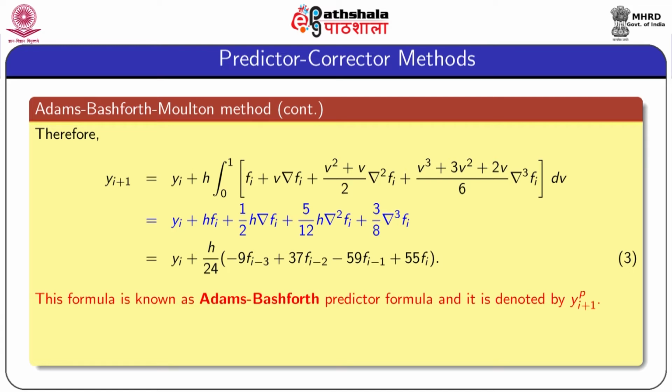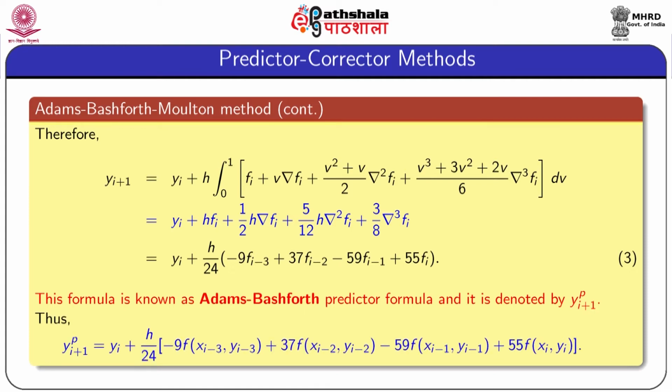This formula is known as the Adams-Bashforth predictor formula, and the value of y_{i+1} is denoted by y_{i+1}^p. P indicates the predicted value. That means equation 3 gives the predicted or first approximate value of y_{i+1}. Thus, the predicted value y_{i+1}^p equals y_i plus h by 24 into this expression, that means equation 4 gives the predicted value.